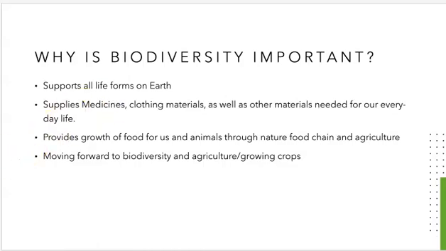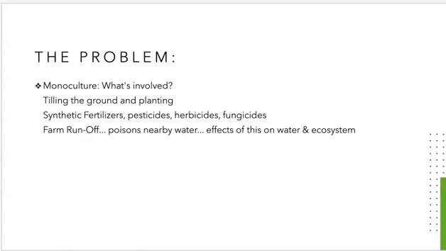Moving forward to biodiversity in agriculture. The problem: the definition of monoculture, according to Oxford Dictionary, is the cultivation of a single crop in a given area. This is the current method of growing crops in many farms globally.